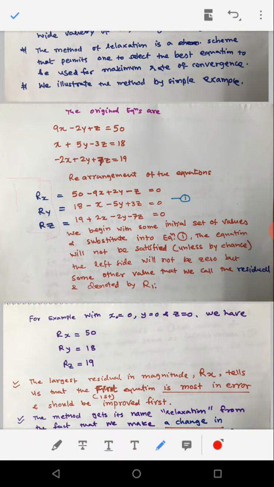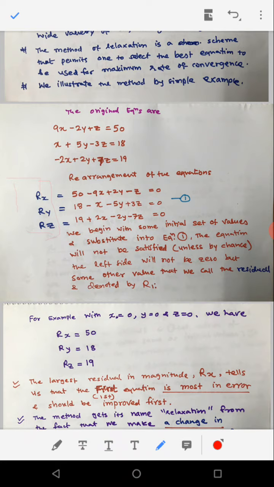So if we begin, like in any iterative method, with some initial value to substitute to start our solution, and substitute into equation 1, what do we get? We get some value, which means our equations are not satisfied, as the right hand side should be 0. That means we get some value which is called the residual.